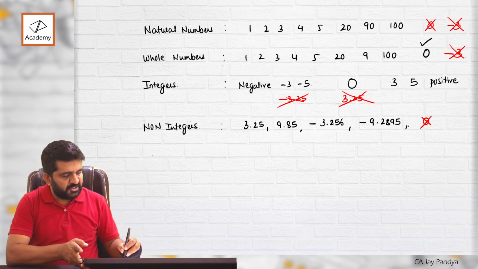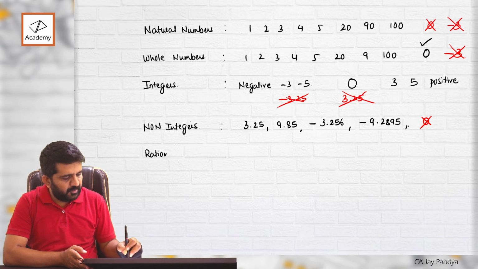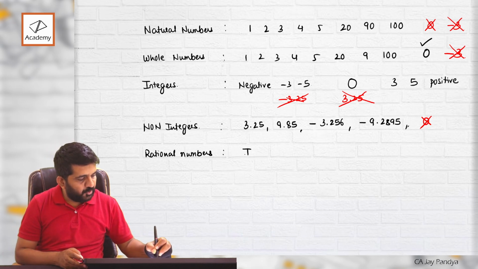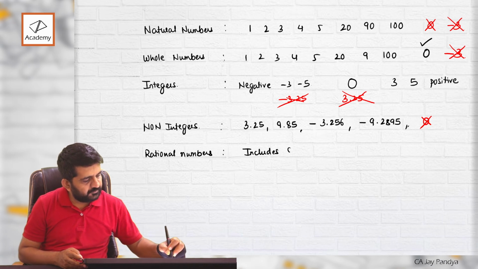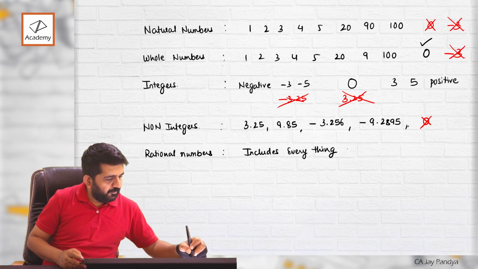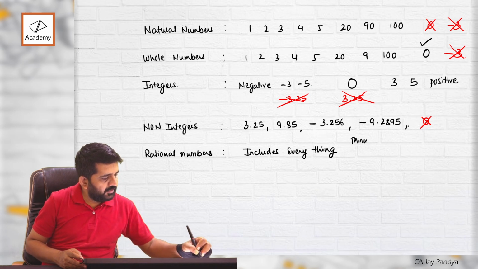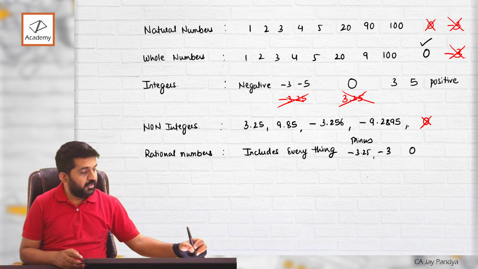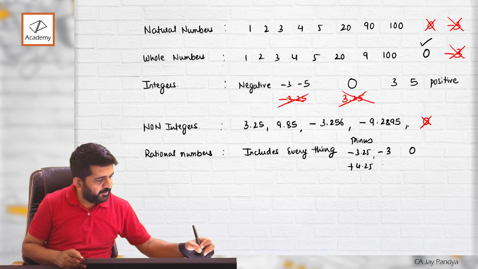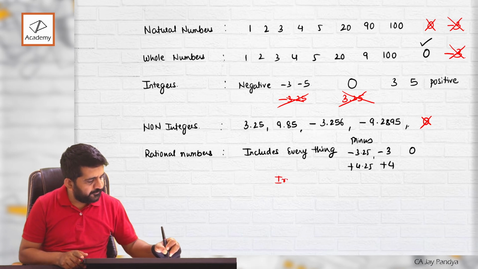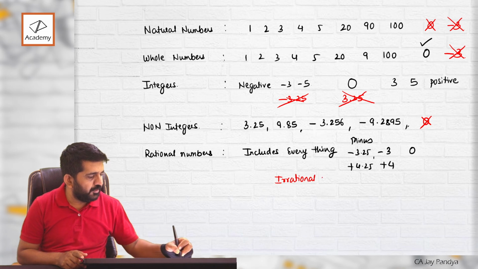After integers and non-integers, we did rational numbers. It includes everything. Minus, that is negative 3.25, negative 3. It includes a 0. It includes a positive 4.25, positive 4. But it does not include irrational.